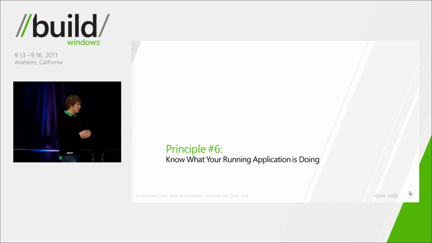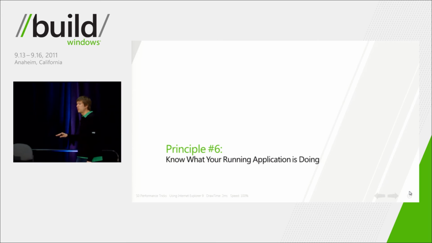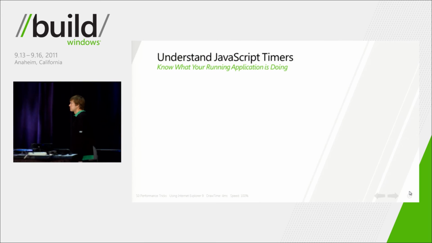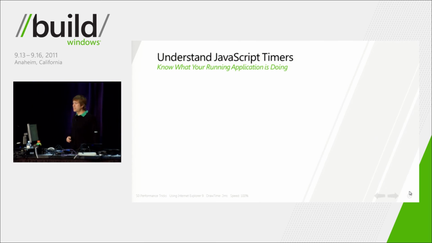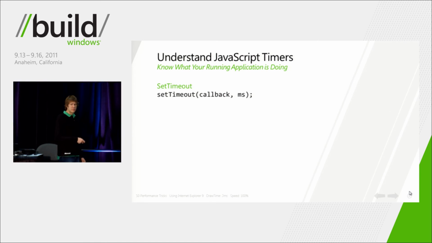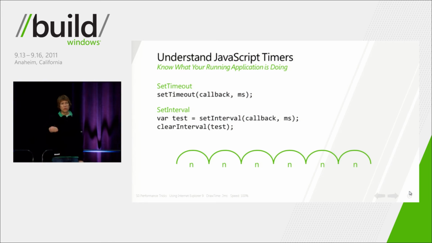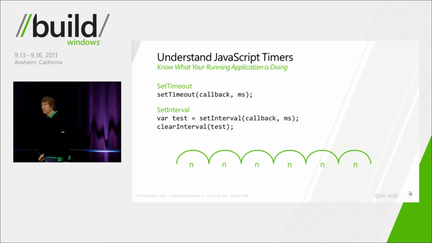Okay, the last principle. 3 or 4 more things that we wanted to cover today real quickly. So the last principle is to know what your application is doing after it's loaded and running. And that starts with understanding JavaScript timers. JavaScript timers, of course, are programmed through setTimeout and setInterval, and what you end up with is a pattern where you're getting callbacks every n number of milliseconds.